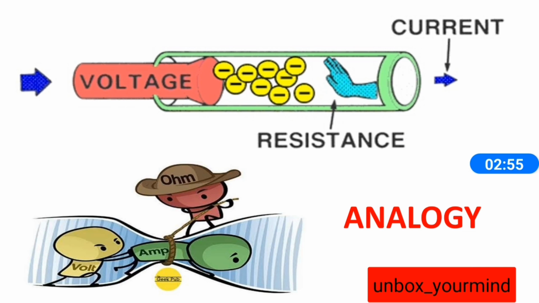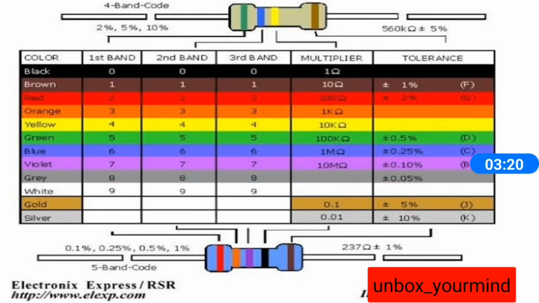Analogy is very important. Everything you cannot understand directly, you can understand easily with the help of analogy. In circuits we'll be using the water analogy, because the movement of current and electrons is mostly similar to the movement of water in pipes. So we'll be using the water analogy all over.